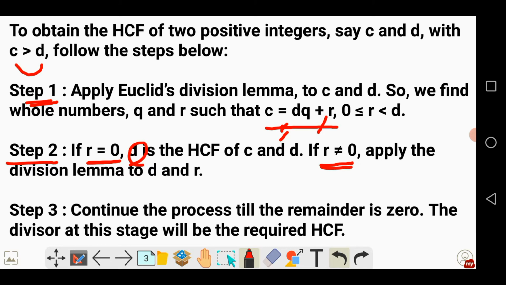So first, with two numbers given, identify which number is maximum, and write that number on the left hand side. Next, convert these two numbers into the form c equal to dq plus r, where r lies between 0 less than or equal to r less than d. If r equal to 0, d is the HCF of c and d. The remainder becomes 0, the divisor is the HCF of c and d. Suppose the remainder does not become 0, apply the division lemma to d and r, again doing step 1. Continue this procedure till the remainder is 0, then the procedure will stop.